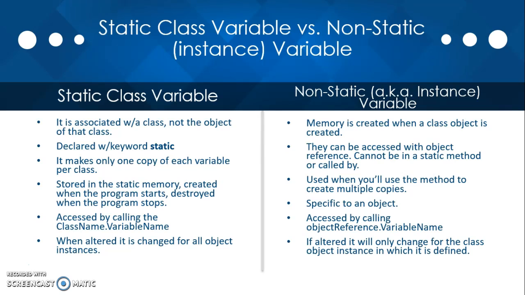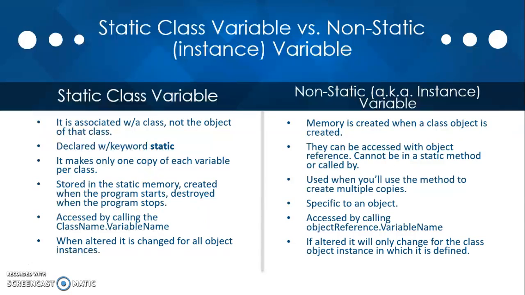Starting off, I would like to discuss what is the difference between a static class variable versus a non-static or instance variable. A static class variable is associated with a class, not the object of that class. It is declared with the keyword static, and it makes only one copy of each variable per class. It is stored in the static memory created when the program starts and destroyed when the program stops. It is accessed by calling the class name.variableName, and when it is altered, it is changed for all object instances.